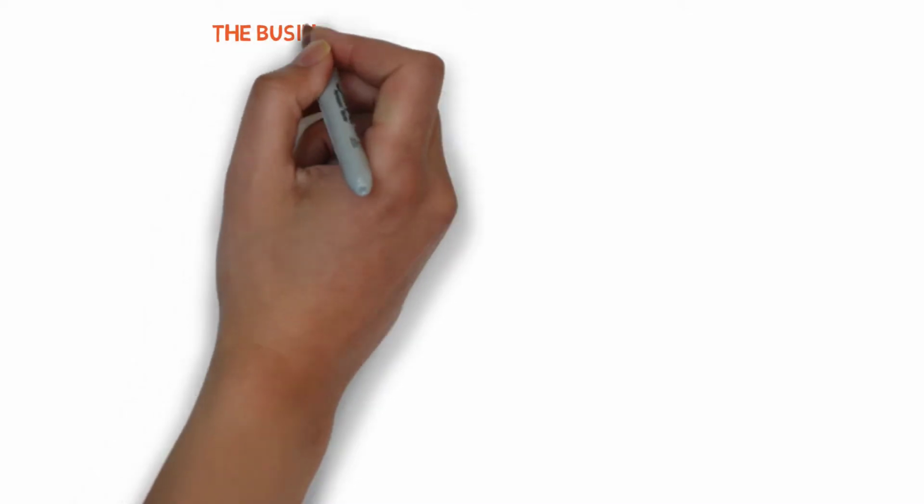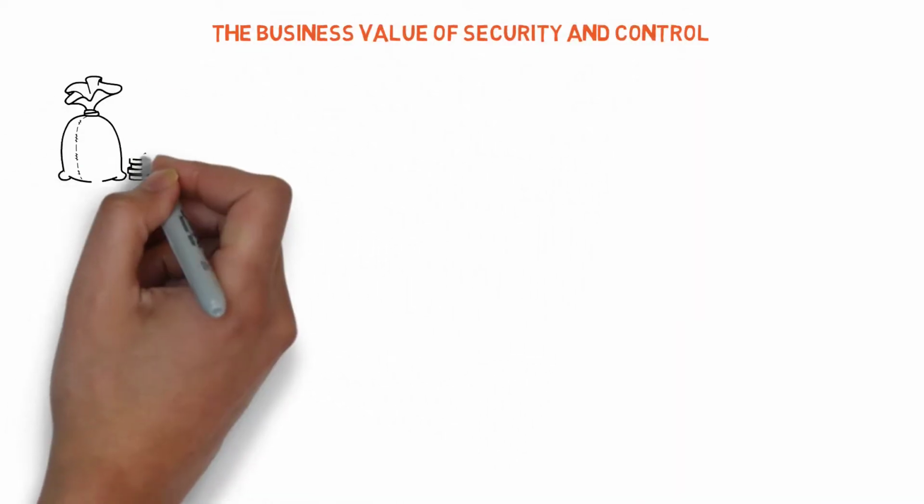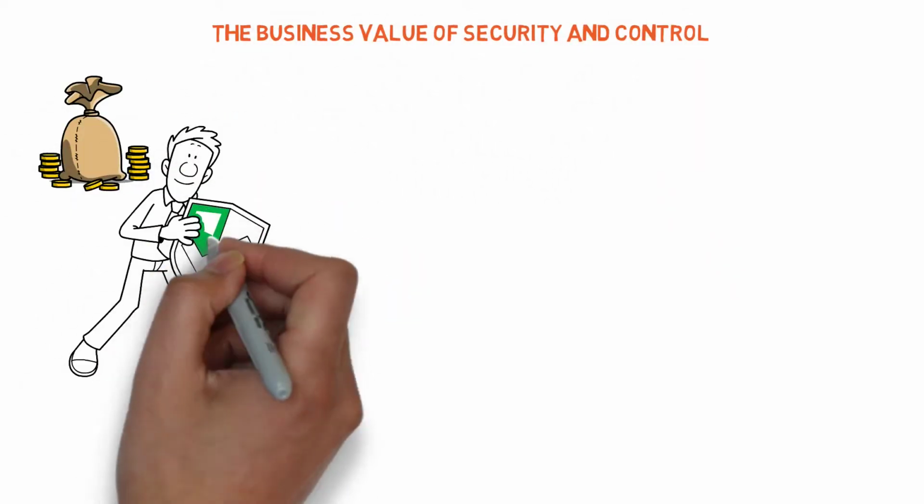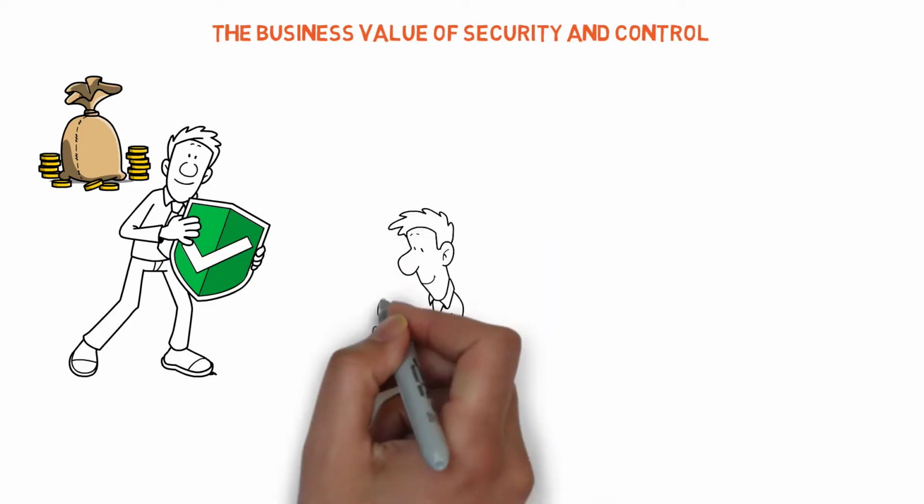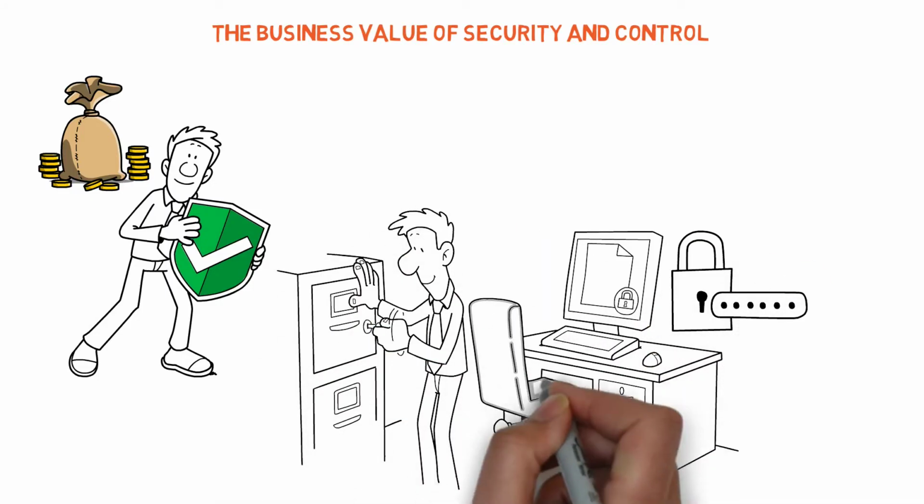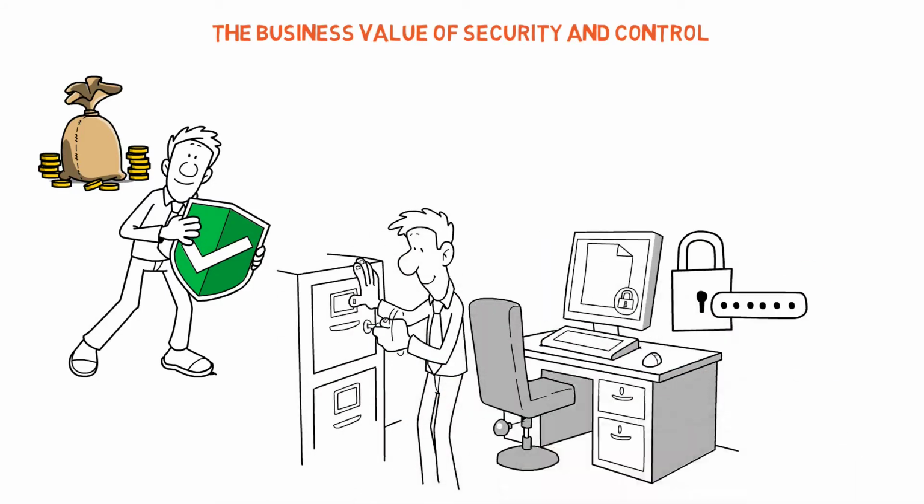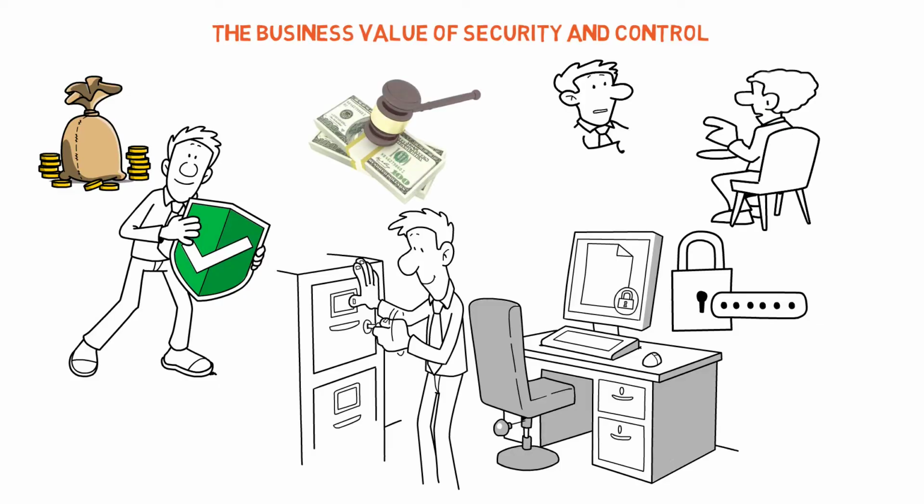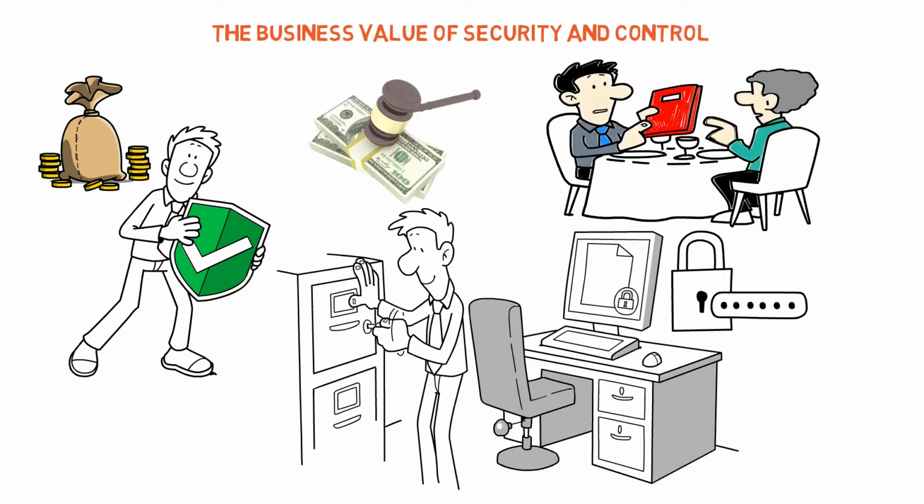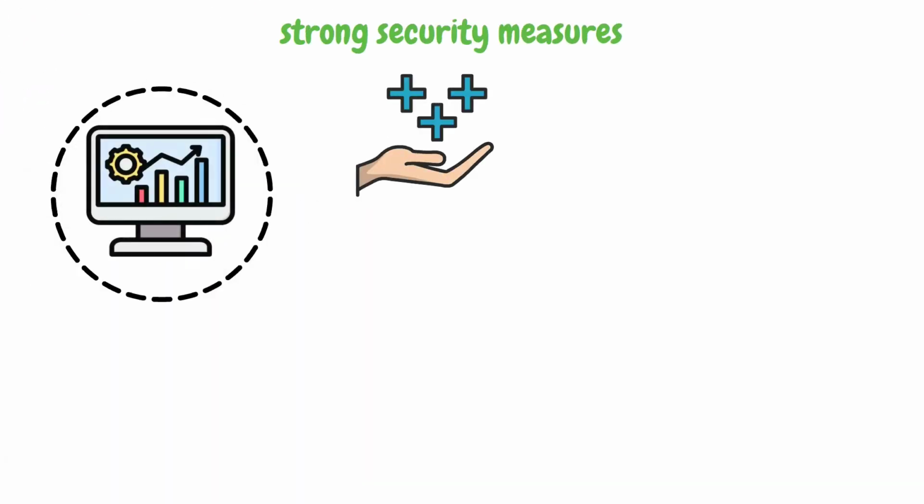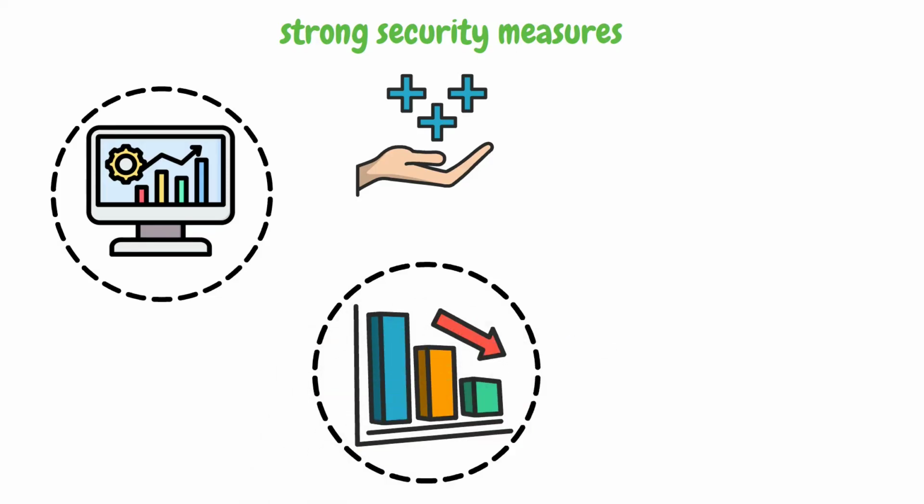The business value of security and control. The business value of security and control is significant. Effective security and control measures can help businesses protect sensitive data, avoid legal and regulatory penalties, and maintain the trust of customers and partners. Additionally, strong security measures can help businesses operate more efficiently and reduce the risk of downtime and other disruptions.